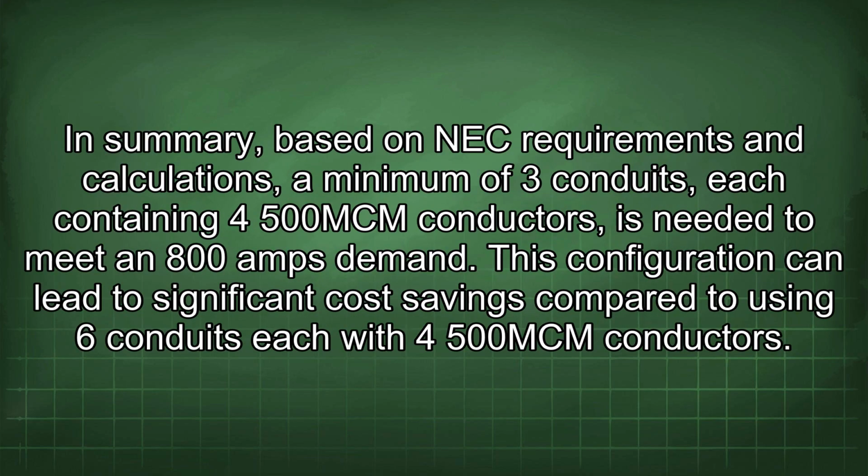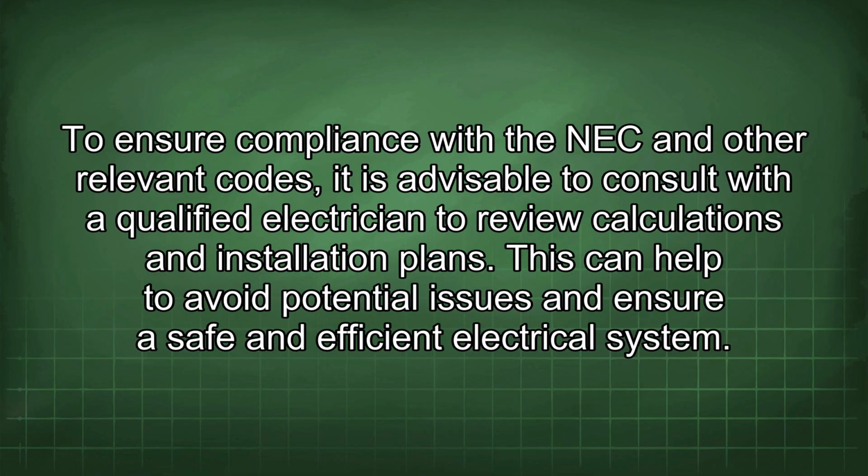In summary, based on NEC requirements and calculations, a minimum of 3 conduits, each containing 4 500 mcm conductors, is needed to meet an 800 amps demand. This configuration can lead to significant cost savings compared to using 6 conduits each with 4 500 mcm conductors. To ensure compliance with the NEC and other relevant codes, it is advisable to consult with a qualified electrician to review calculations and installation plans. This can help to avoid potential issues and ensure a safe and efficient electrical system.